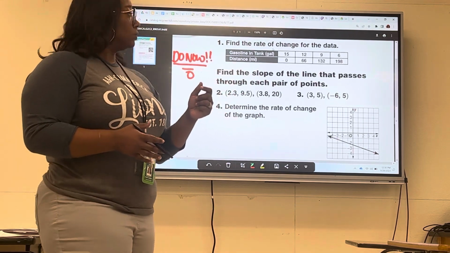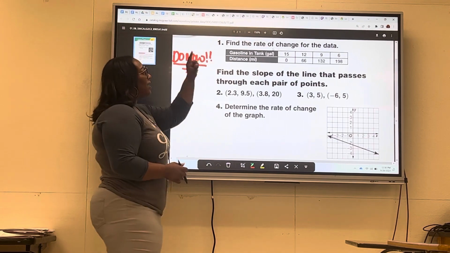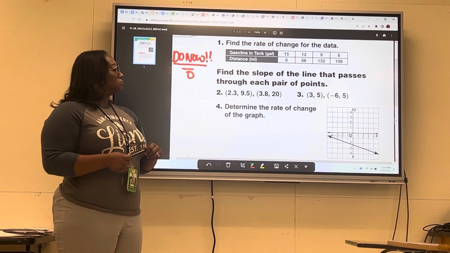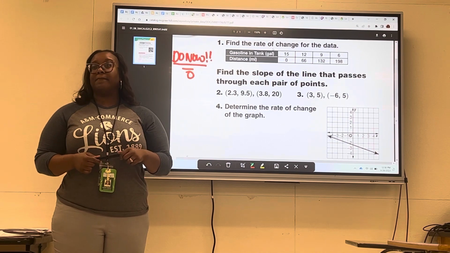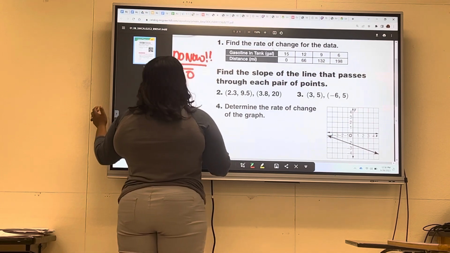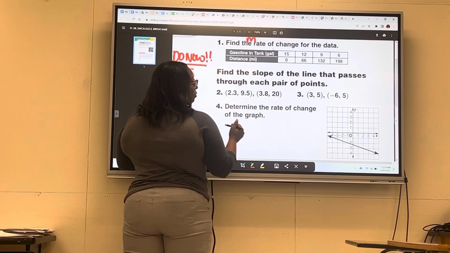All right, so going over these bell ringer problems. Find the rate of change for the data. Rate of change means what? Slope. It means slope. So basically what I'm doing is I need to find the slope, or the M, for this table.